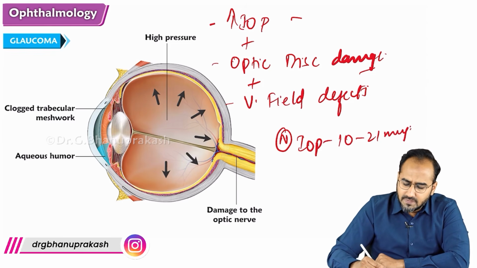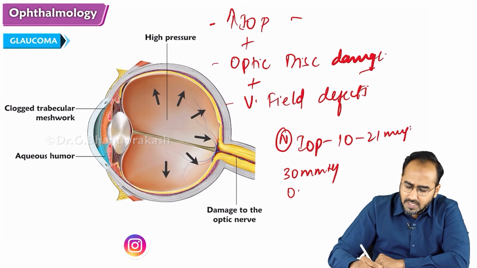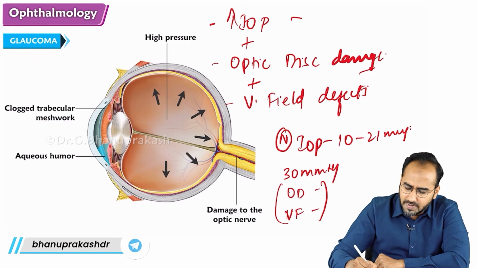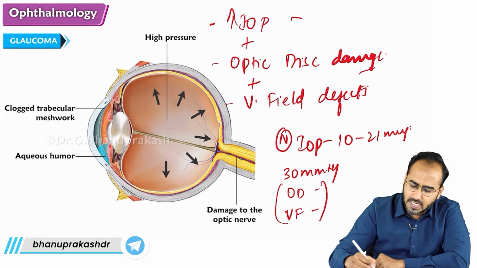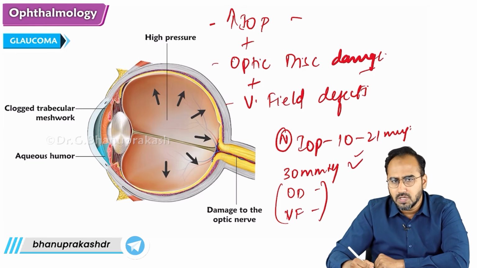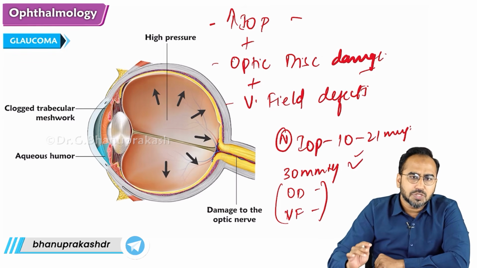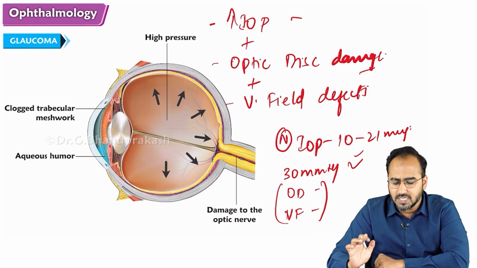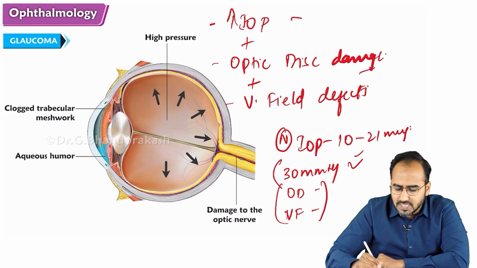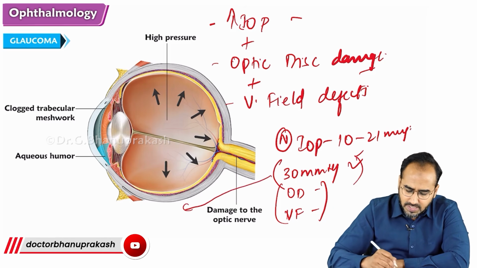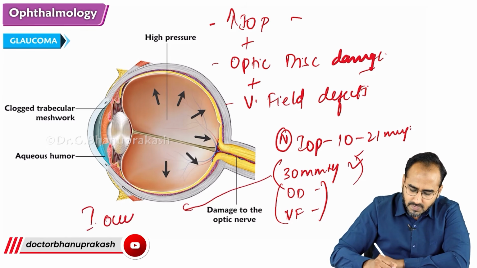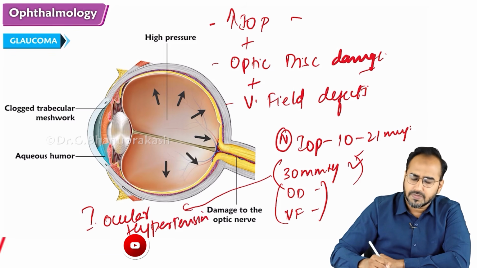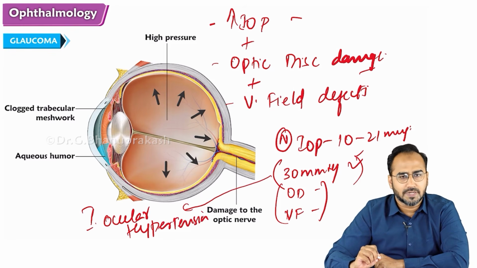Imagine a patient is coming with an intraocular pressure of 30 mm of Hg, but he is not having optic disc damage and not having visual field defects. Only raised intraocular pressure. Is it a case of glaucoma? No. Glaucoma means any two should be present among these three. Then what is this case? This is a case of intraocular hypertension.